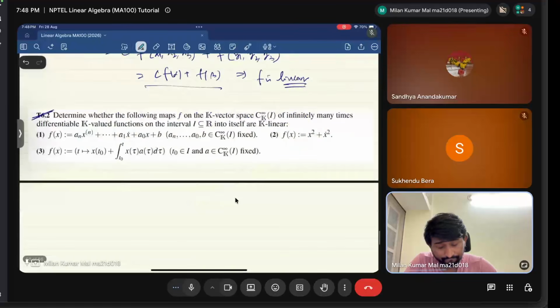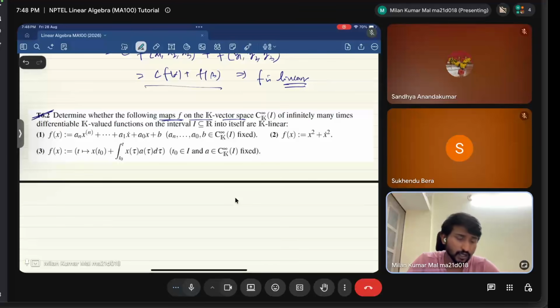Okay, so let's go to the second problem. What this problem says: determine whether the following maps F on a K vector space. K is just a field. For your convenience, you can consider K to be either the real numbers or the complex numbers. Sometimes it is considered a finite field, but mostly in linear algebra it is either the real or complex field, or sometimes the rational field. But you can consider real and complex.